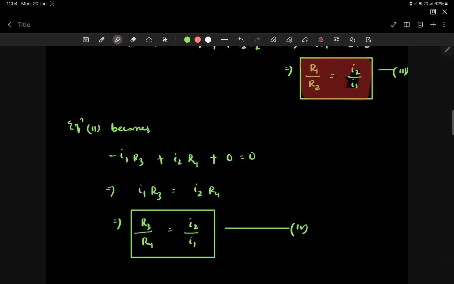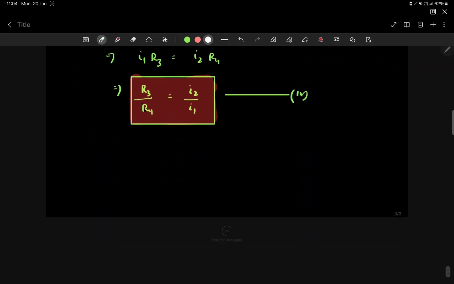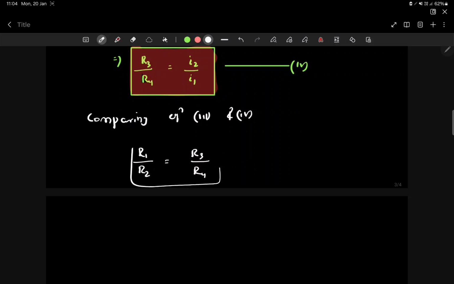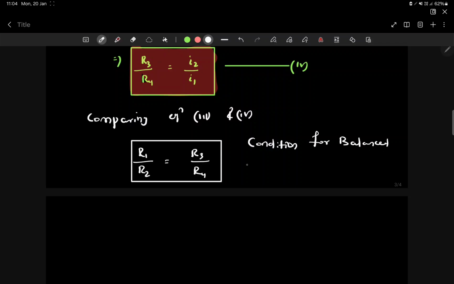Comparing equations 3 and 4, the RHS are equal, so the LHS will also be equal. Comparing equations 3 and 4, we get R1 by R2 equals R3 by R4. All of you remember this is the condition for a balanced Wheatstone bridge.